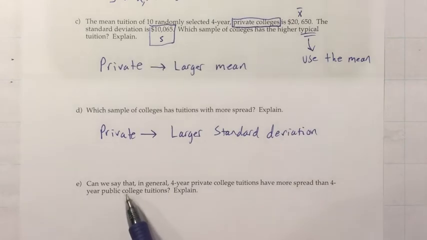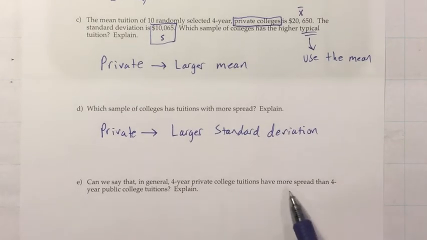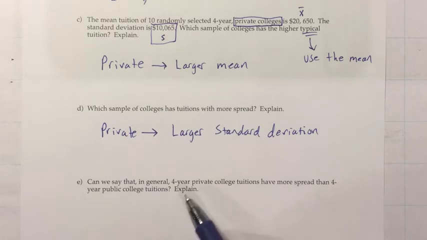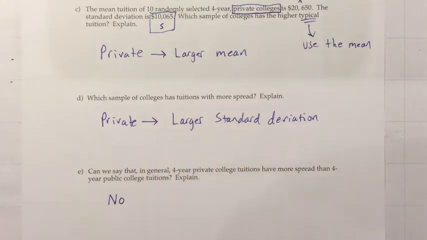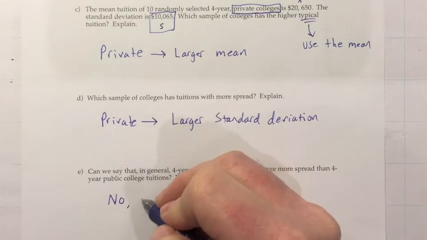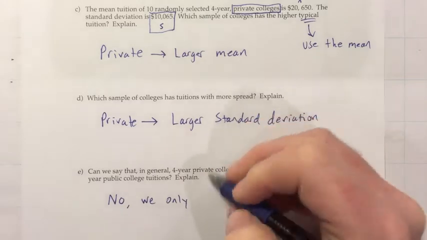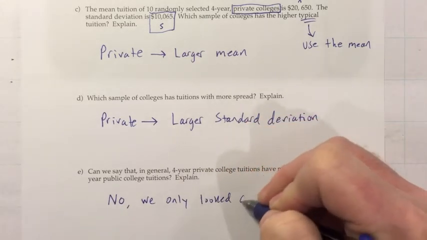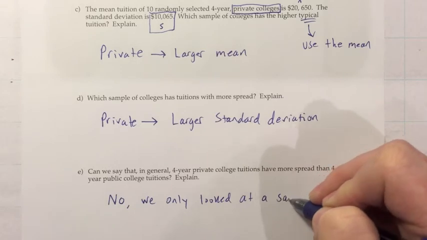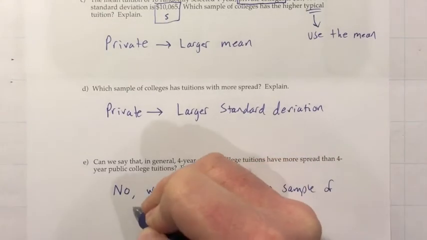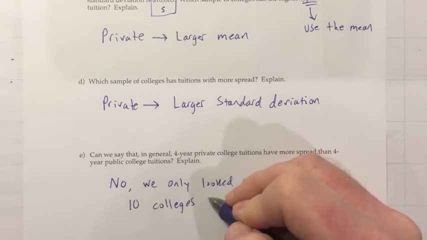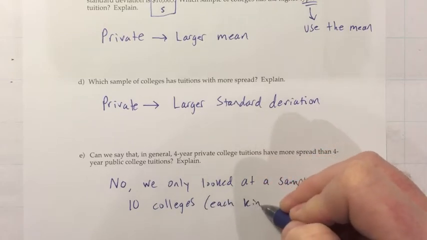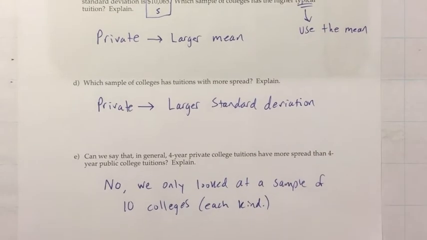So when they ask down here, can we say that in general, four-year private college tuitions have more spread than four-year public tuitions? And explain. What they want us to say here, I think, is no. I kind of disagree with that a little bit, but I would say to follow what they want, no. And my reason would be we only looked at a sample of 10 colleges. And I believe that was each kind, yeah. We looked at 10 of each. So it could be different in the population.